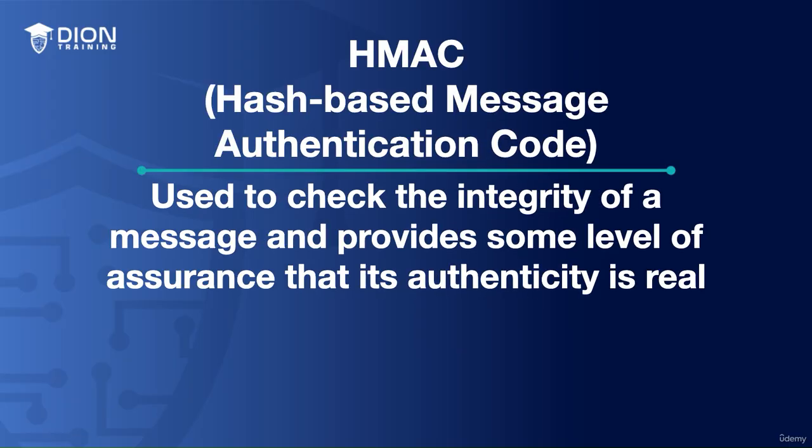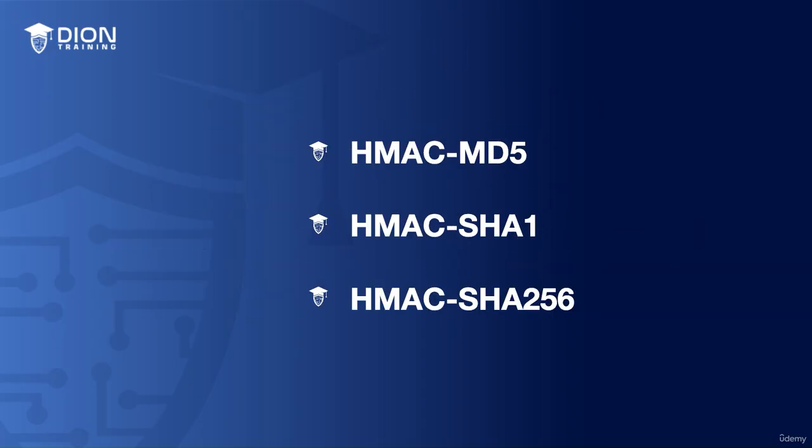Now, the fourth and final one we need to talk about is HMAC. HMAC is the Hash-Based Message Authentication Code, or HMAC. Now, HMAC is used to check the integrity of a message and provide some level of assurance that its authenticity is real. Now, HMAC will actually be paired with other algorithms to do the work, and so it'll be called something like HMAC-MD5, or HMAC-SHA-1, or HMAC-SHA-256, depending on the underlying hash that's going to be used with HMAC.